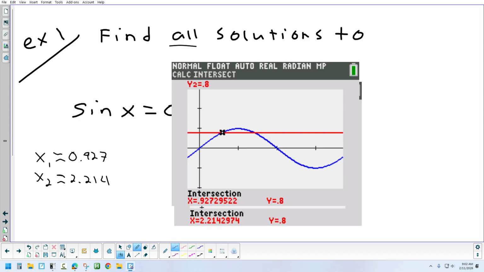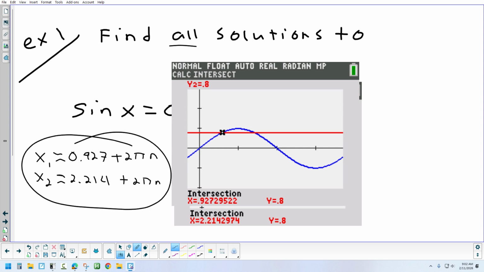And what do I need to do to finish writing those answers? Nick? Add plus 2 pi n. Right, add plus 2 pi n. Okay, so nothing new there. We've done that before. I don't think it's the best way to do that. I would do it with the inverse sine and use the ASTC diagram to get the other answer. Right, but again, this is more of a graphing section.